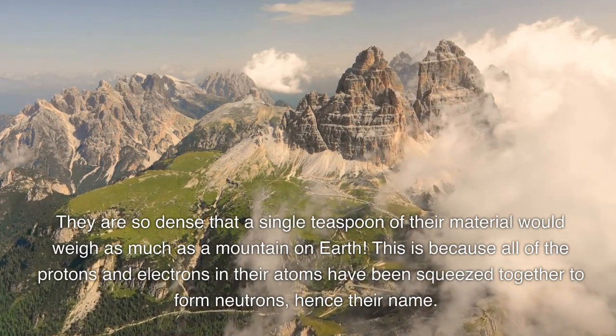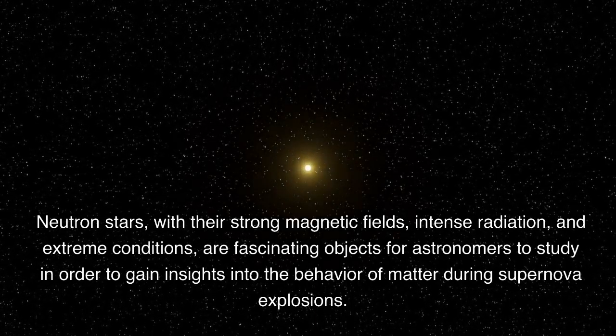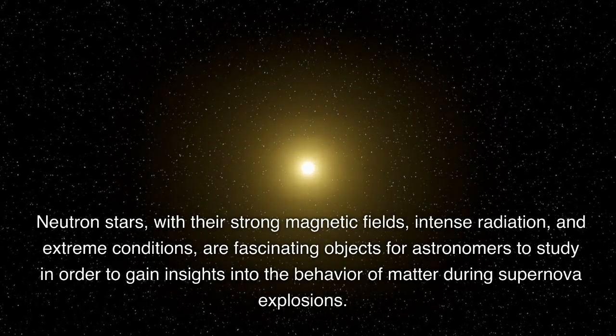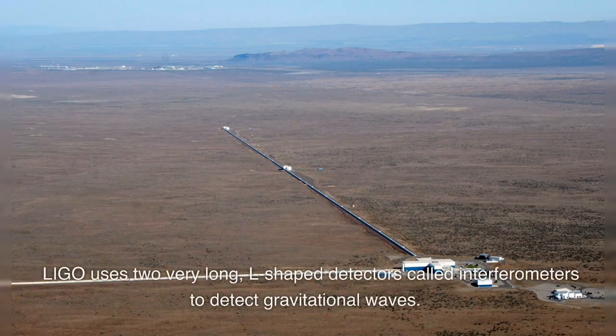Neutron stars, with their strong magnetic fields, intense radiation, and extreme conditions, are fascinating objects for astronomers to study in order to gain insights into the behavior of matter during supernova explosions. LIGO uses two very long, L-shaped detectors called interferometers to detect gravitational waves.